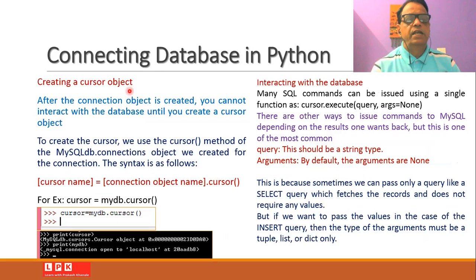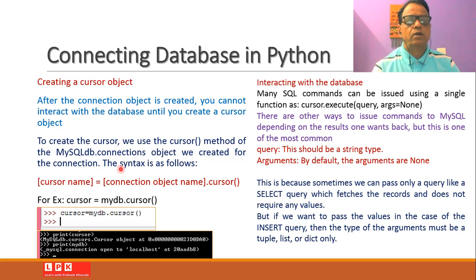The second step is creating a cursor object. Once the connection object is created, simply by creating a connection object, you cannot interact with the database until you create a cursor object. So whenever you want to interact with the database, it is necessary for you to create a cursor object. To create the cursor, we can make use of the cursor function or cursor method of the MySQL db.connection object we created for the connection.